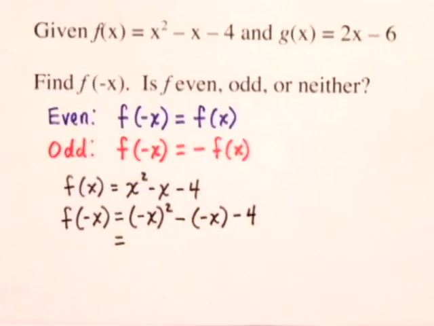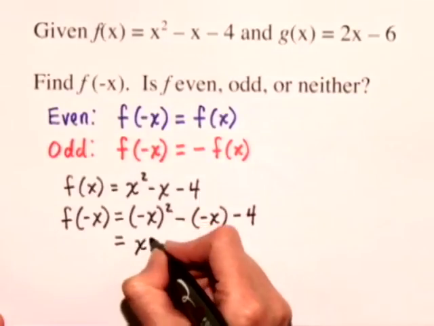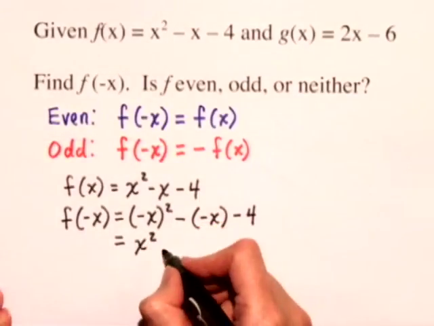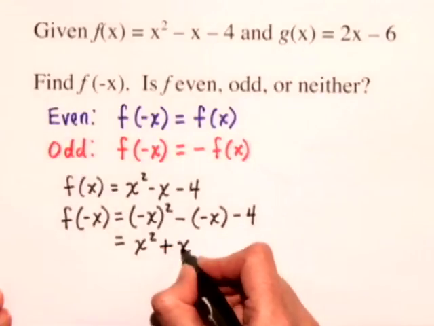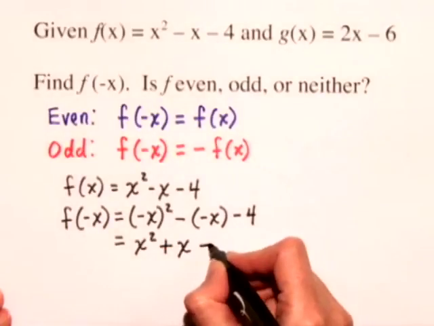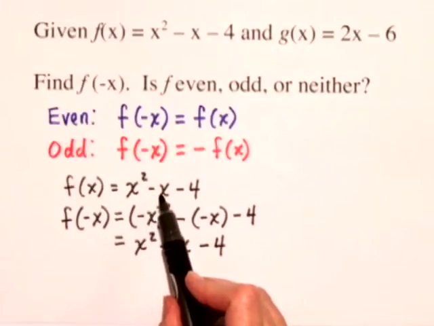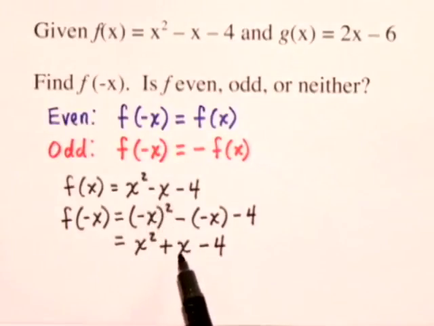Let's simplify this. Negative x, when we square it, gives us positive x squared. Minus negative x gives us plus x, and then we have minus 4. So let's first ask ourselves, is this even? Is this exactly the original function that I started with? Well, no, because I have a minus x in my original function and I have a plus x right here. So it's not the same as the original function, so it's not even.